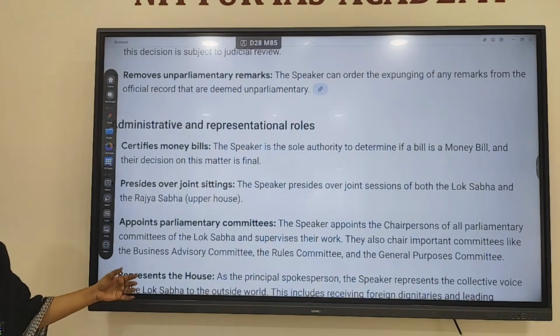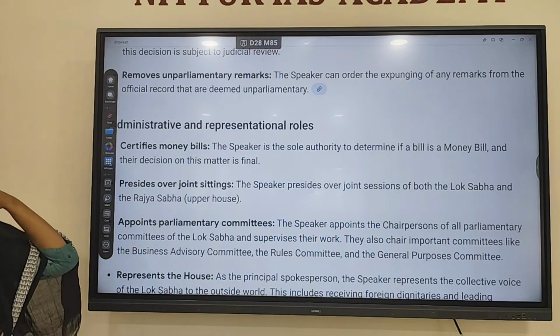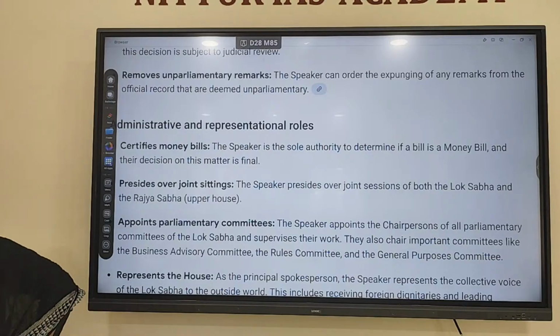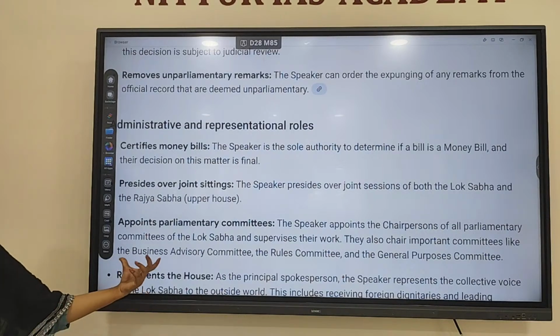Okay. And the speaker will also appoint the chairperson for the parliamentary committees. There will be parliamentary committees in the Lok Sabha. Different types of committees are there. Okay. And the one who appoints the chairmen for all of them is the speaker. And also, which committees are in his hands?